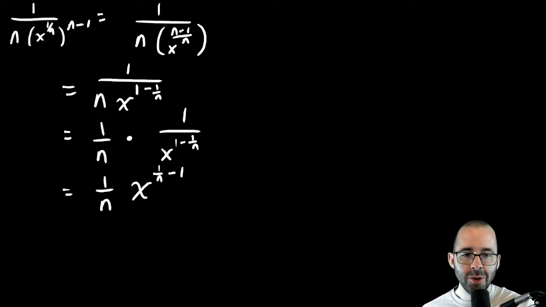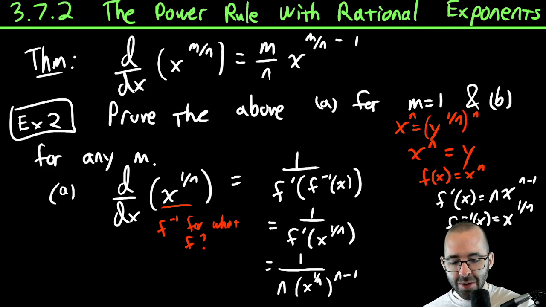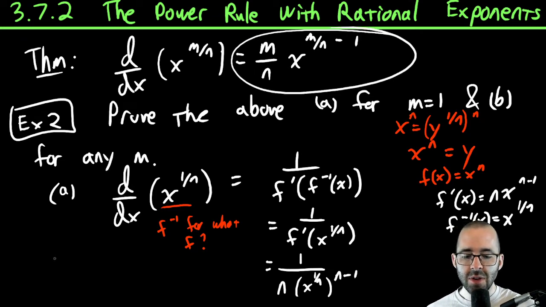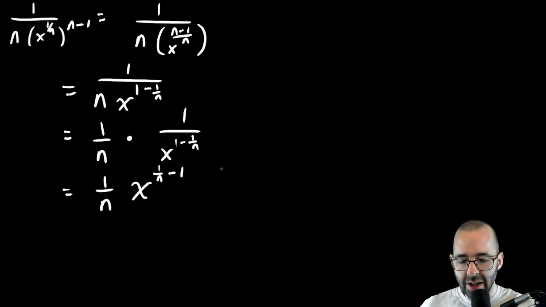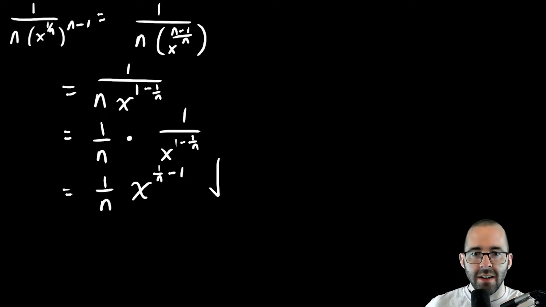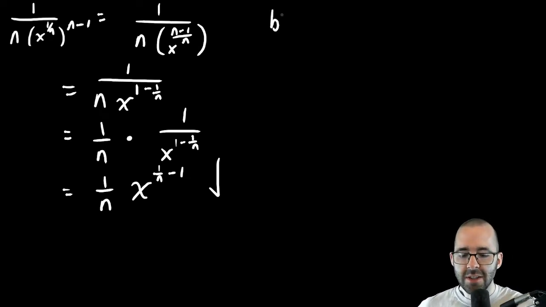And remember, whenever you're proving, if you're feeling lost, and I did this myself just now, you may not have caught it, but I definitely did. If you're ever lost in a proof, remember where you're trying to go. We were trying to prove it for m equals 1. We were trying to get to 1 over n times x to the 1 over n minus 1. That's exactly what we got. And then the part B proof is much easier.